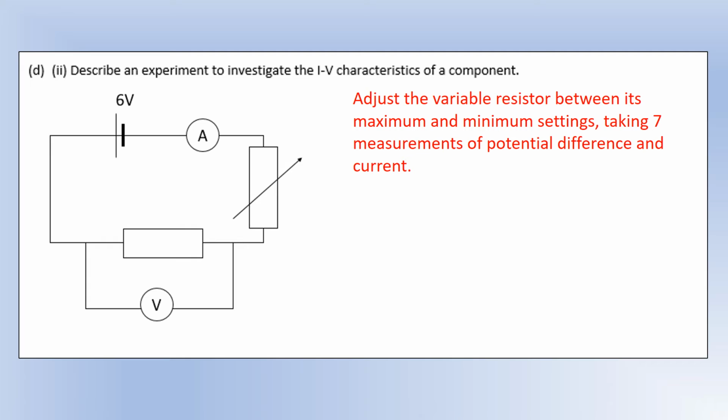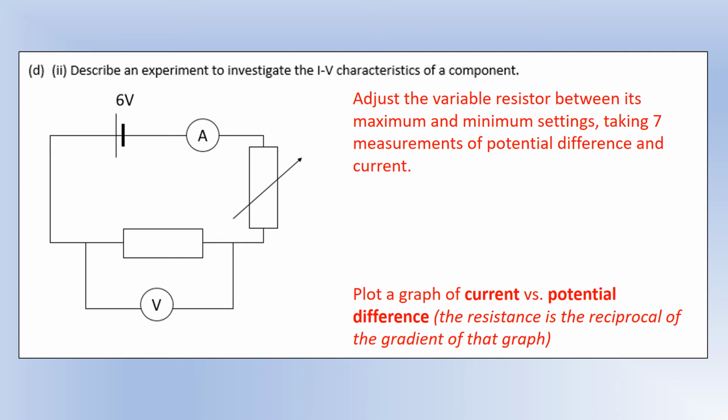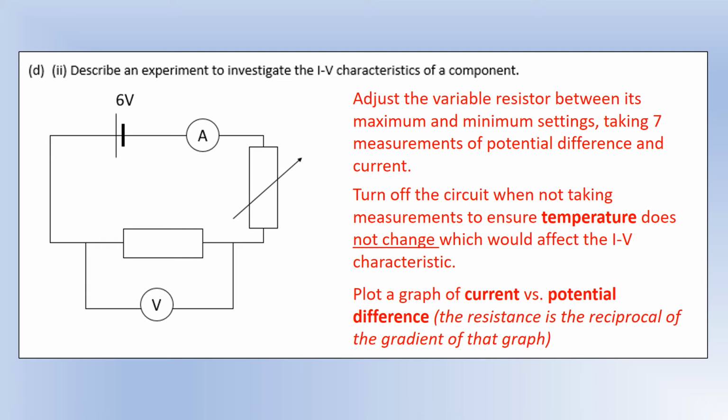But what we'd be after is 7 measurements of potential difference and current. Then we can plot a graph of current versus potential difference, and if we want to know the resistance, it's the reciprocal of the gradient of that graph. But the thing we need to make sure is that we're not allowing temperature to change, so we should make sure we're turning it off between readings, so we're keeping temperature as controlled as possible.